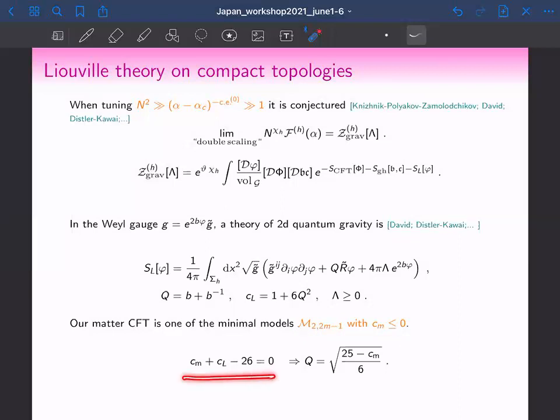And to avoid a conformal anomaly, we need to have the following condition: the central charge of the matter theory, plus the central charge of the Liouville theory, plus the central charge of the ghosts, which is -26, is equal to 0. Most importantly, this also relates Q to the central charge of the matter theory. So the parameter Q of the Liouville theory and the central charge of the matter CFT are no longer independent, but they're talking to each other. They're coupled in the following way.